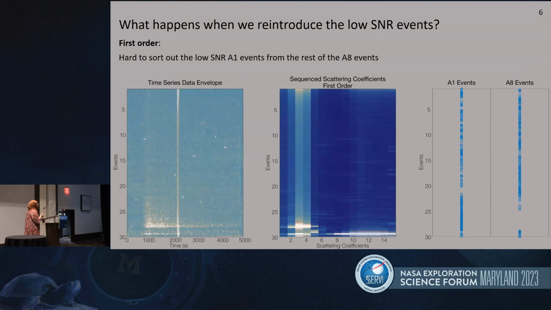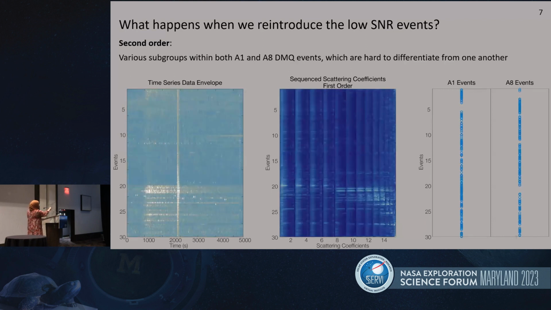This is the first order again. And what we are able to see is that it's really hard to sort out the low signal to noise ratio A1 events from the rest of the A8 events. So in general, you cannot tell the difference between a low SNR A1 event and an A8 event, which, if you look at this visually, could have been predicted. And then when we look at the second order, you are seeing various subgroups within both the A1 and the A8 deep moonquake events, but there is no actual segregation between the two known clusters.